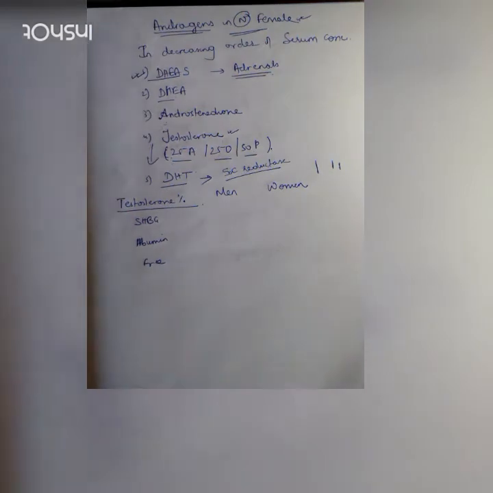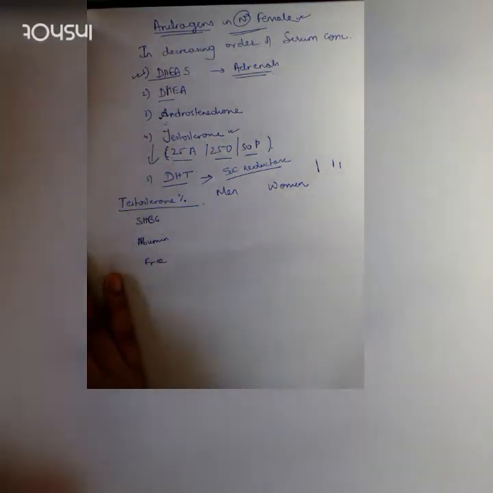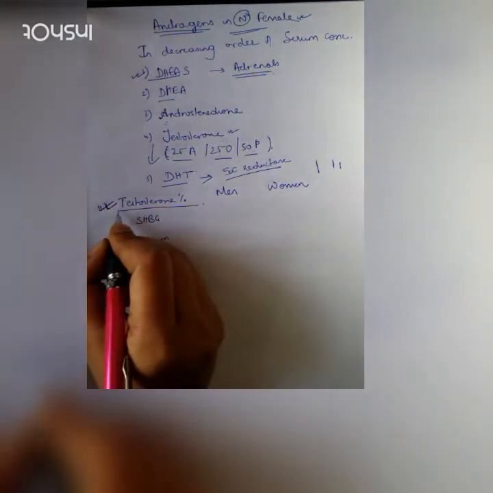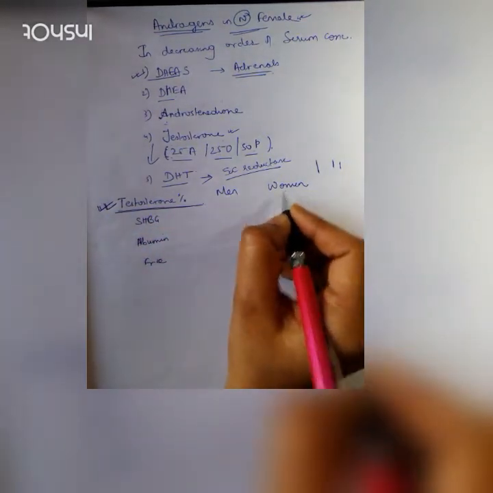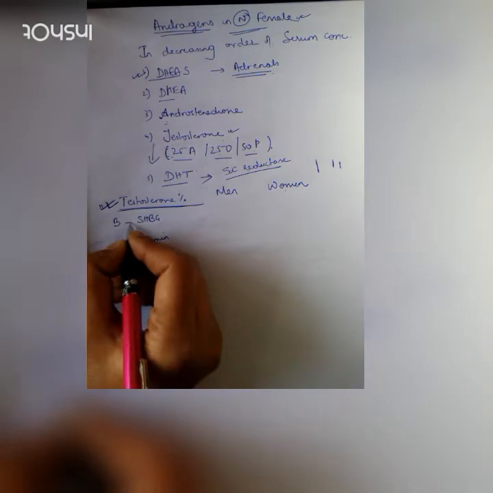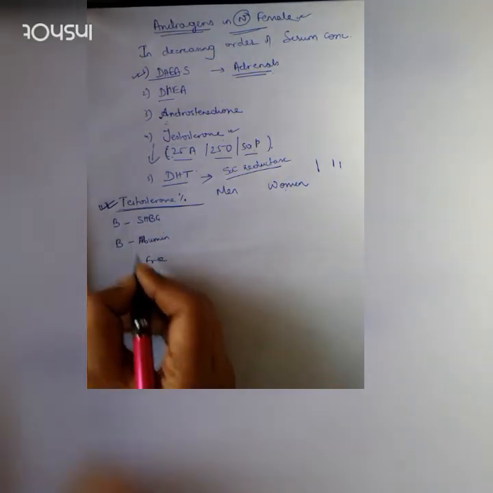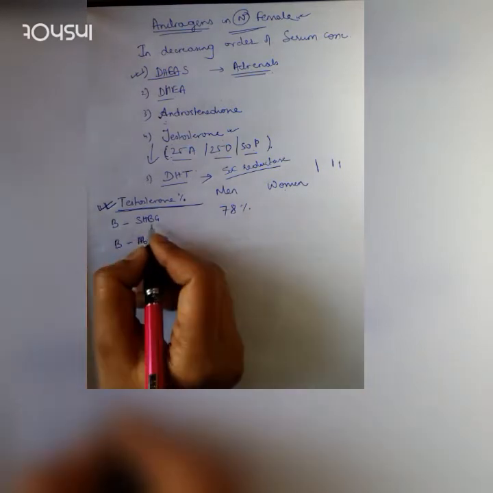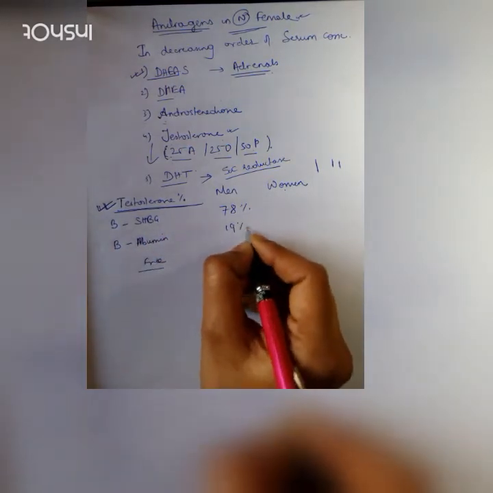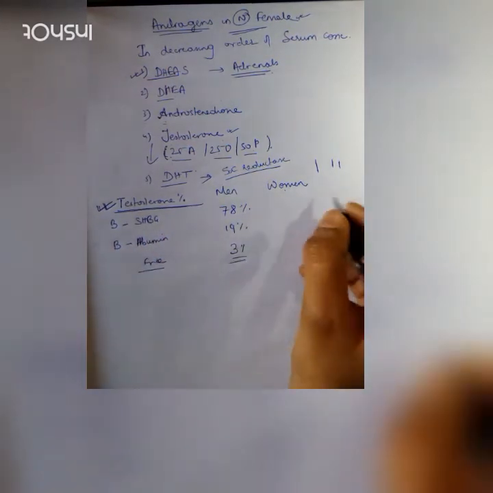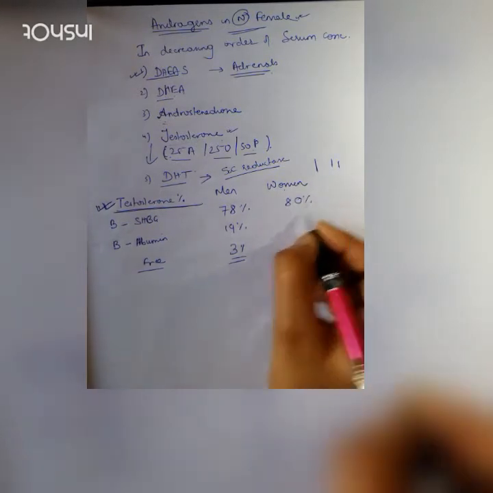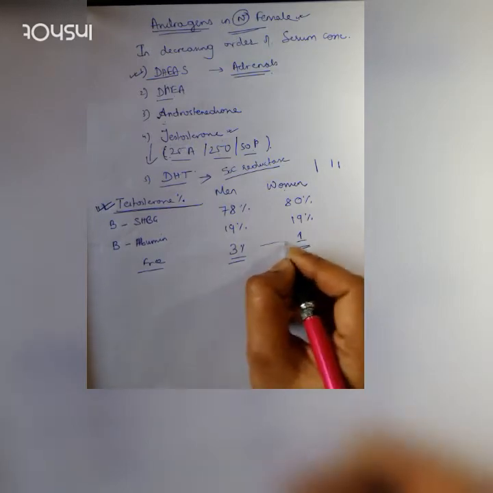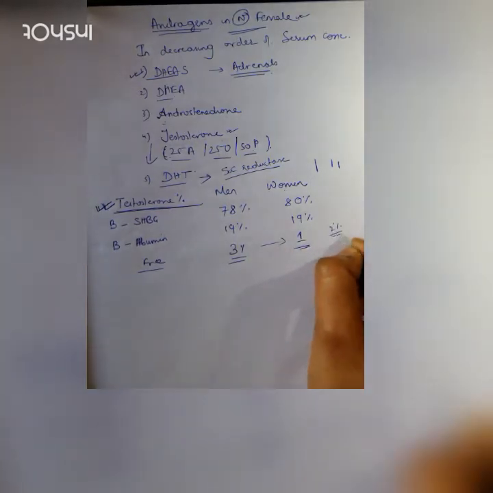Alright, so let us compare. There's an MCQ asked on this, that's why I'm giving you this table on the levels of testosterone in men and women. The percentage bound to sex hormone binding globulin, bound to albumin, and the percent that is free. 78% in men is bound to sex hormone binding globulin, 19% to albumin, and 3% is free. Here it is 80% to sex hormone binding globulin, 19% the same to albumin, and 1% is free. So there's this difference of 2% of free testosterone.